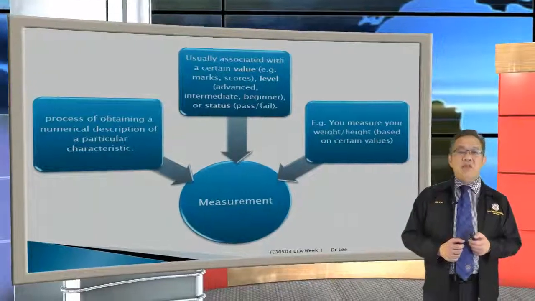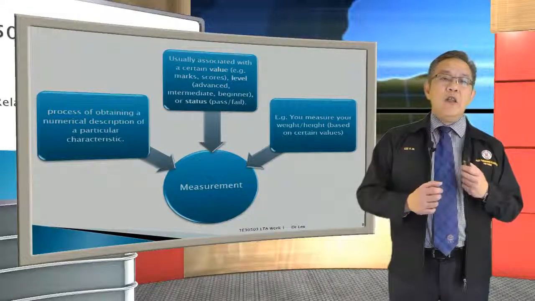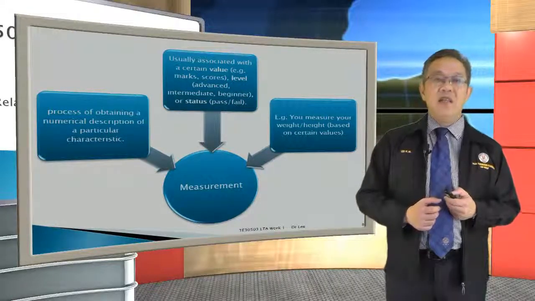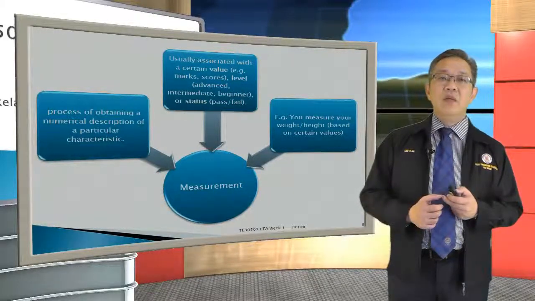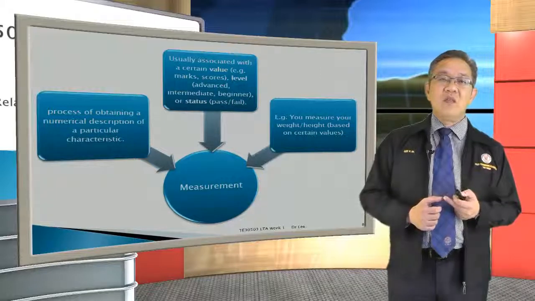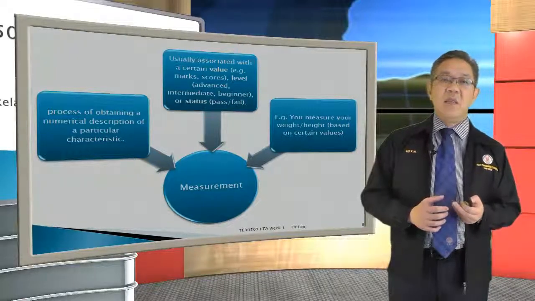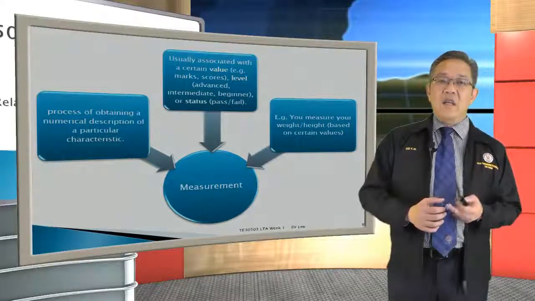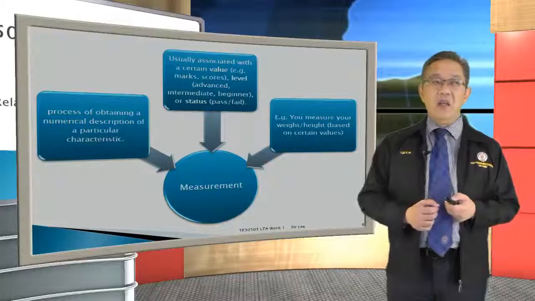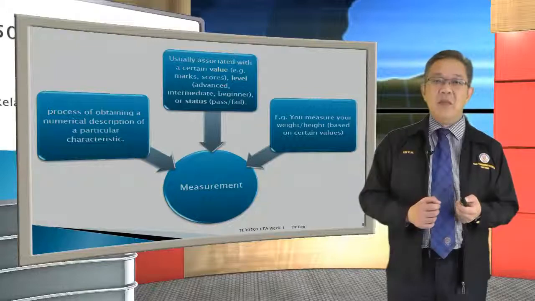Right. What about measurement? Measurement is a process of obtaining a numerical description of a particular characteristic. And usually, it is associated with a certain value, for example, marks, scores, level, which might be, say, advanced level, intermediate level, beginner level, or status, pass or fail. An example of a measurement is you measure your weight, your height, based on certain values, say in centimeters or in inches.